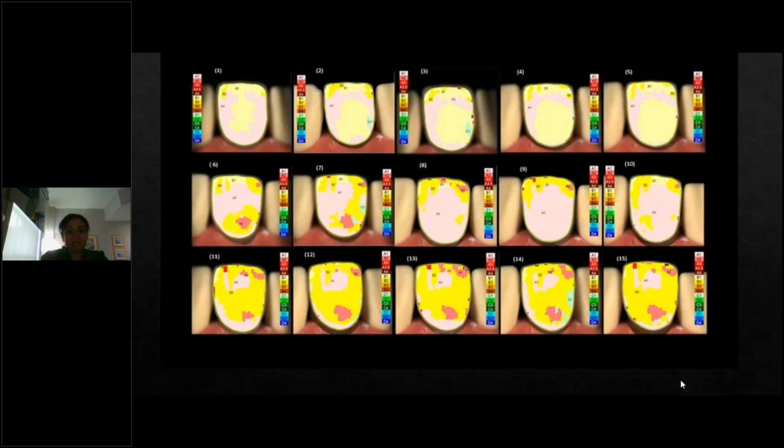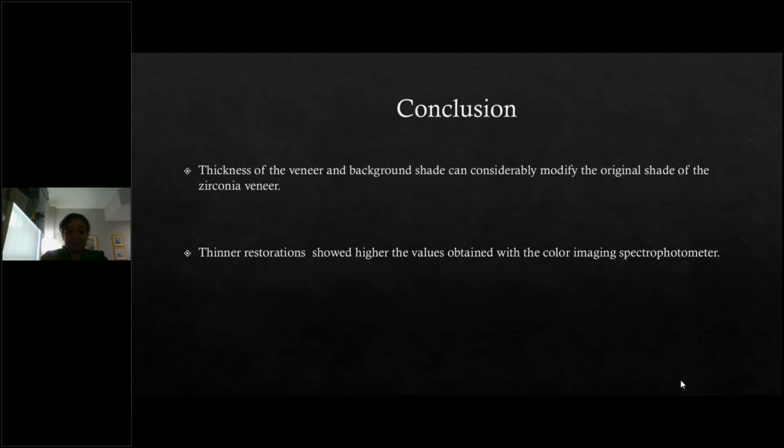And this is a map that shows the distribution of each color of each shade that we got after we placed those veneers on the resin dyes that we used. So our conclusion was that the thickness of the veneer and the background shade can modify the original shade of the zirconia veneer. Thinner restorations showed higher values obtained with the color imaging spectrometer.